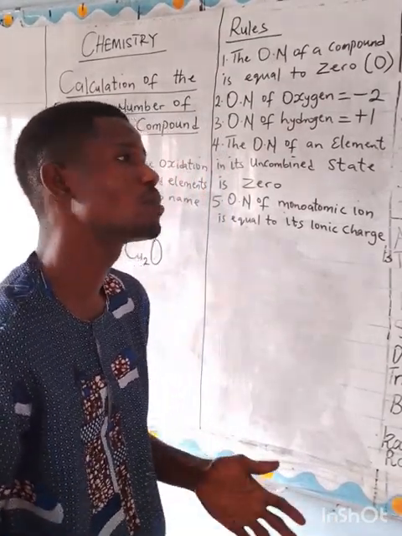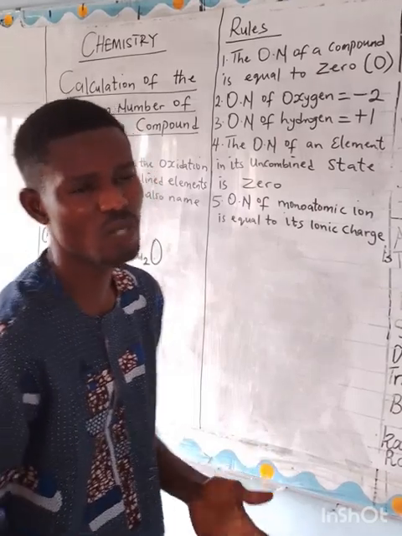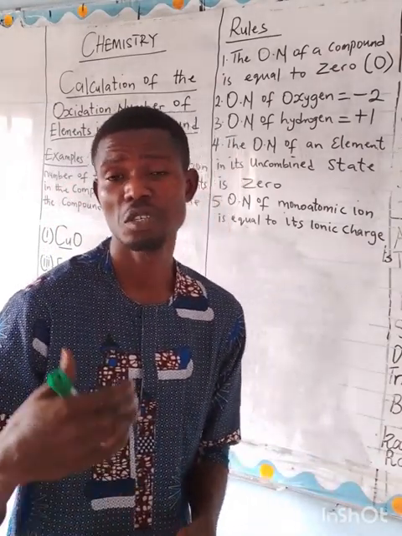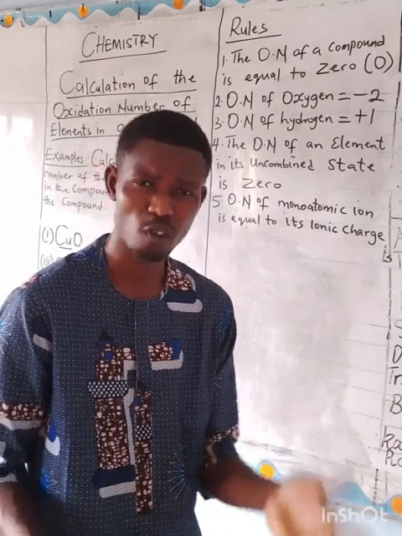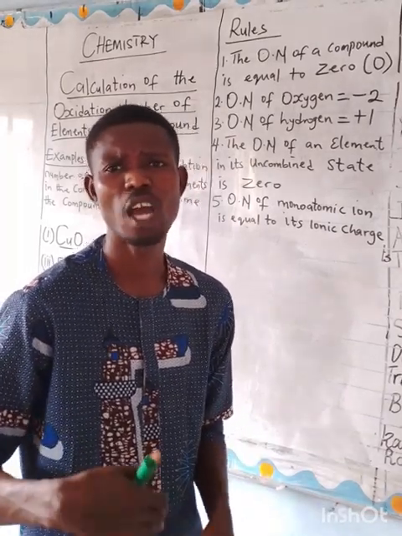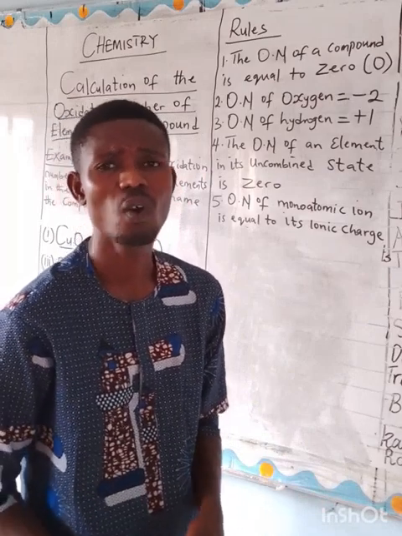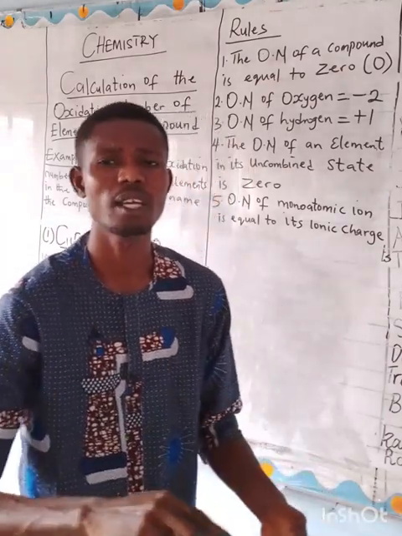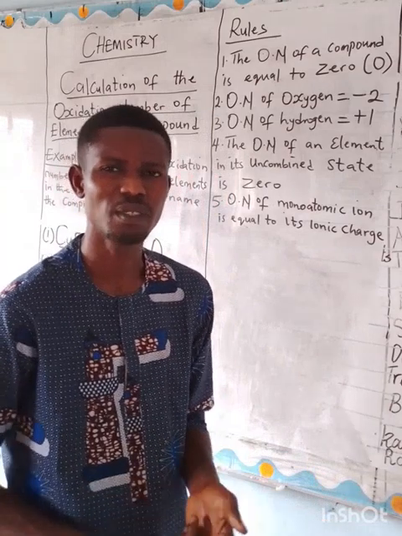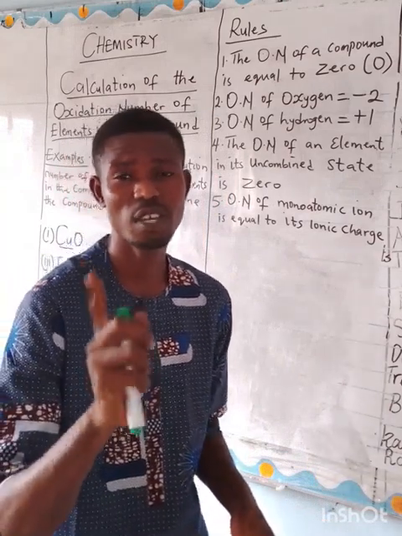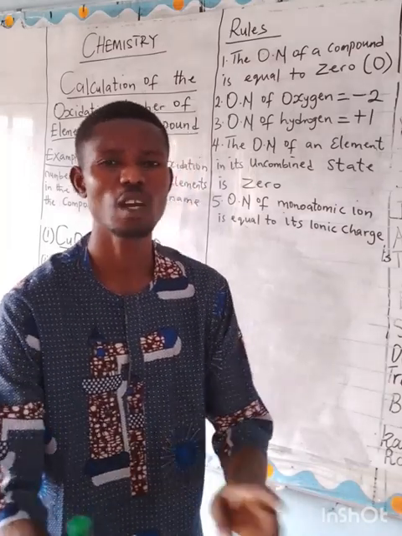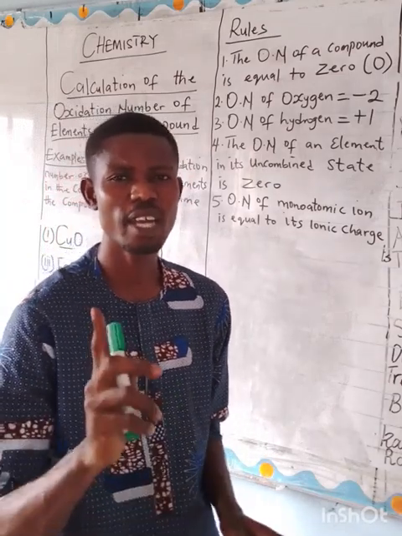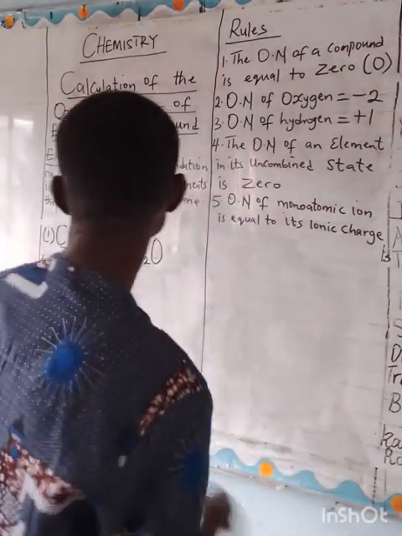For instance, most times in a compound, they ask you to know the oxidation number of some element like sulfur, or phosphorus, or the transition elements like copper, zinc, iron. So that is why it is very, very important for you to know how to calculate your oxidation number. Very, very important. So let's go.